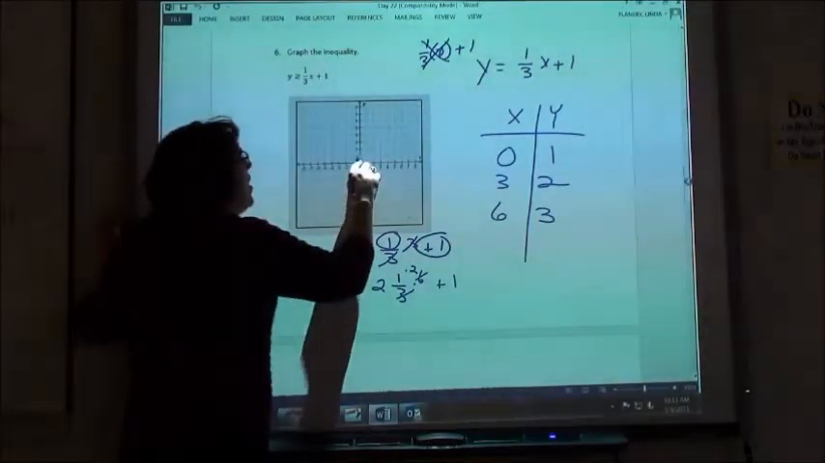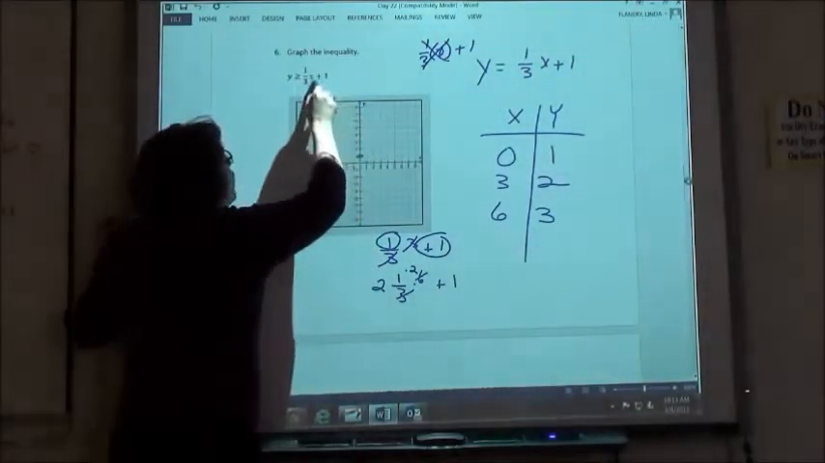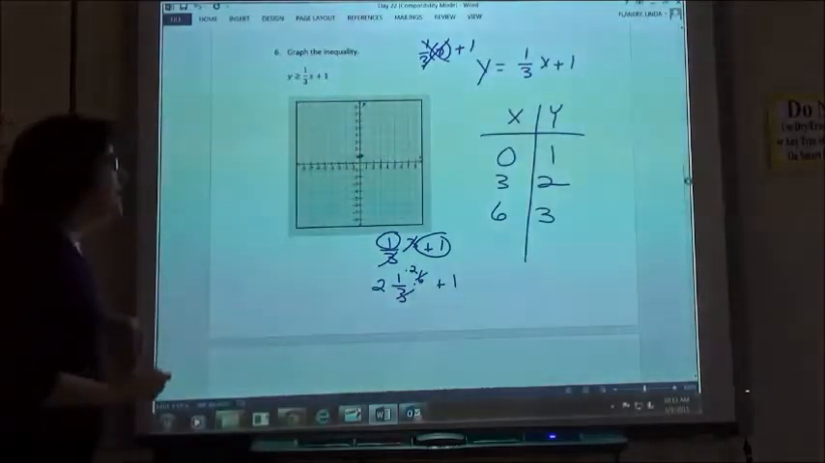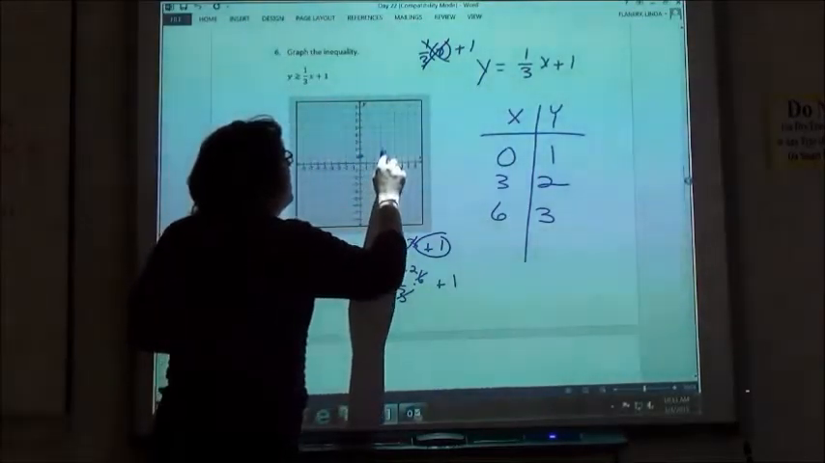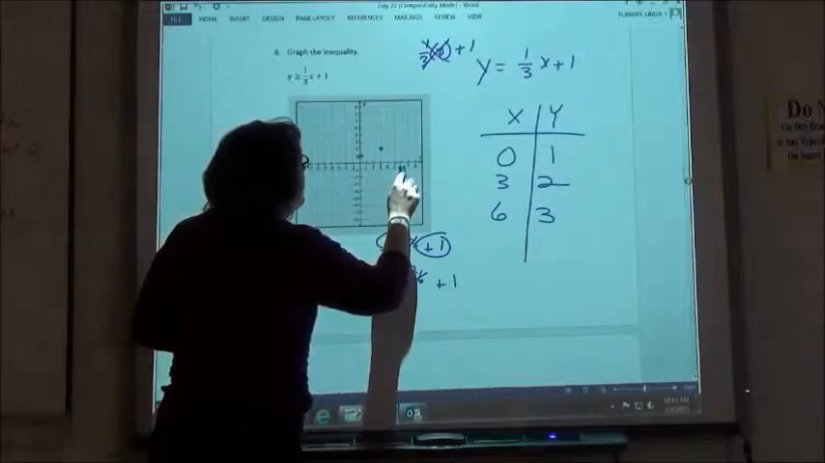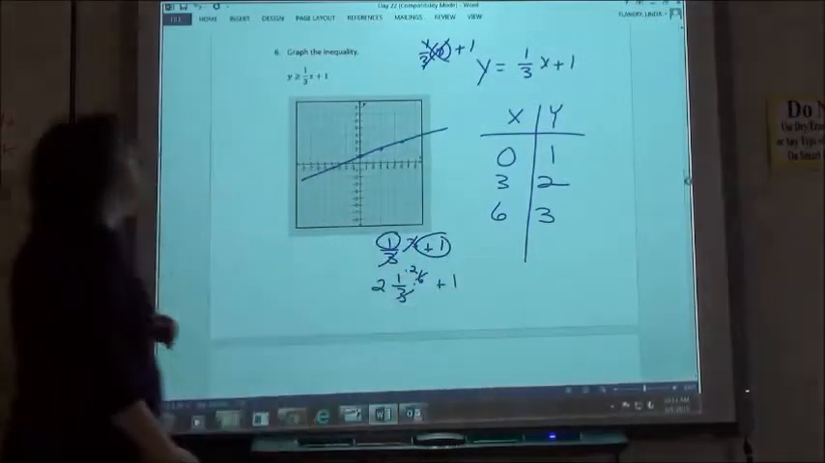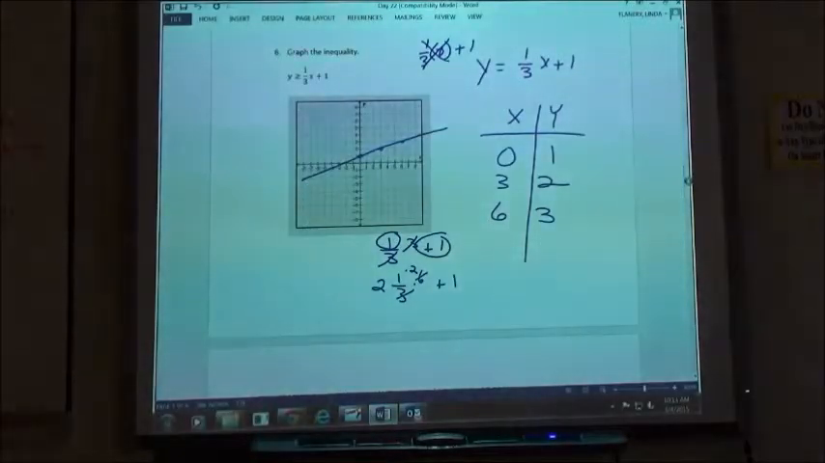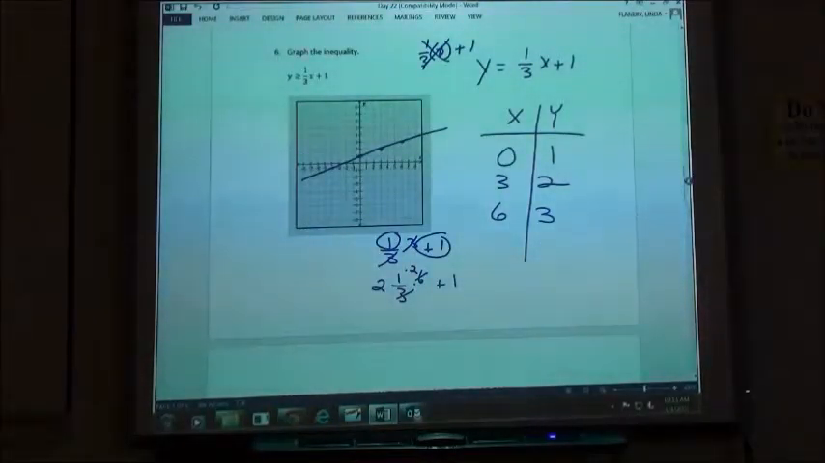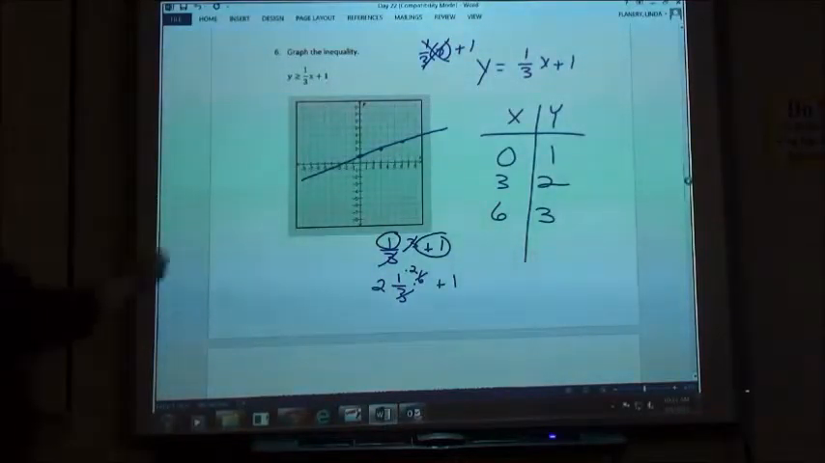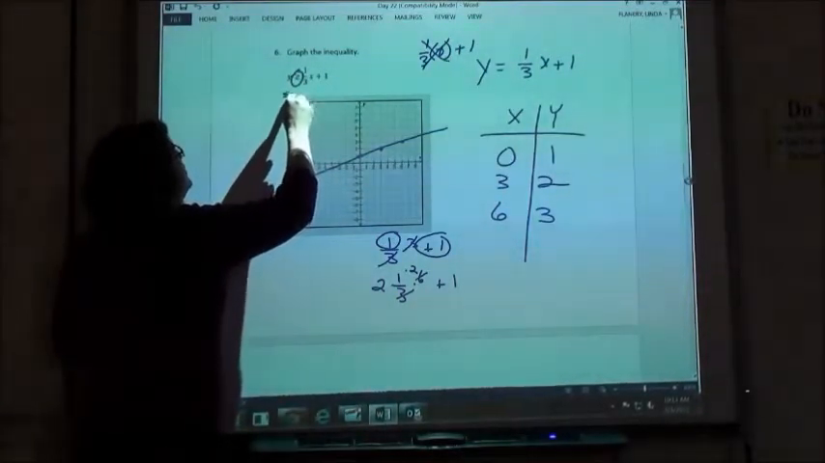So 0 over, up 1, just double checking, 1 is our y-intercept. Yes, it is. 3 over, up 2, and 6 over, up 3. And I draw my line. Should my line be solid or dashed? Solid. It does have the equal to underneath, so this one we leave solid.